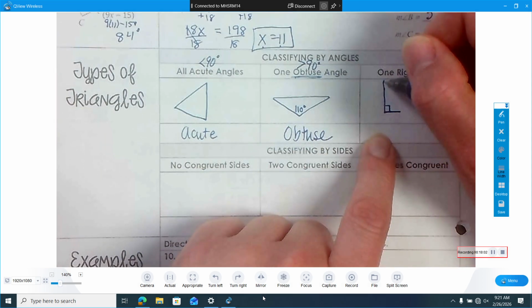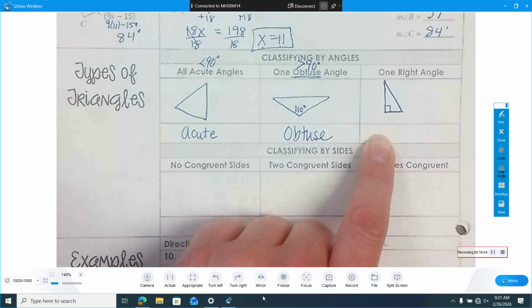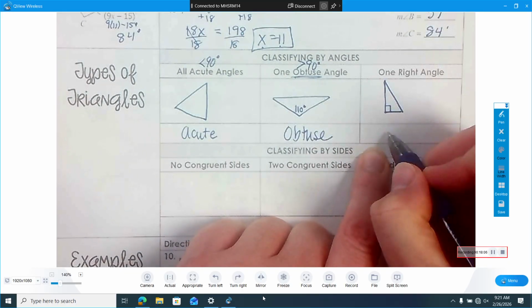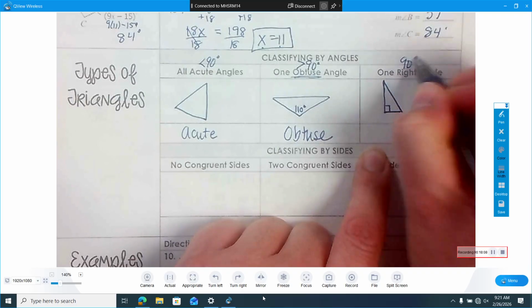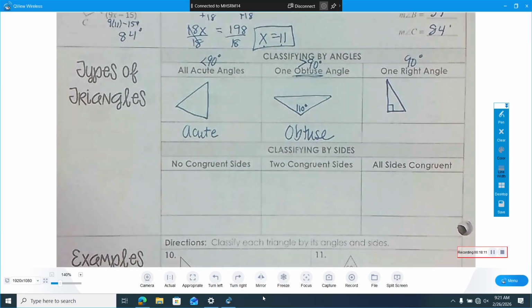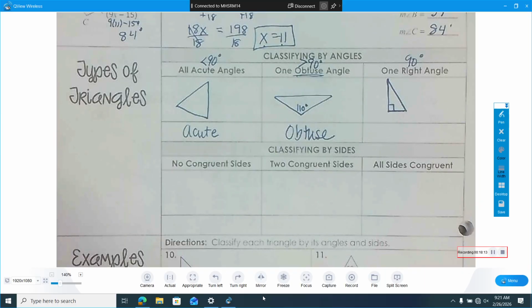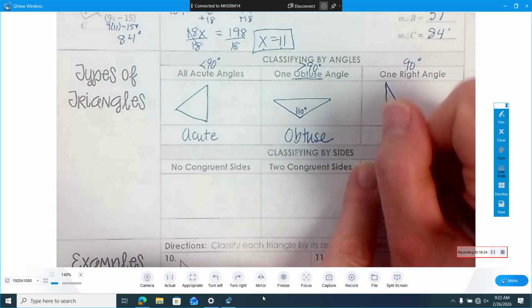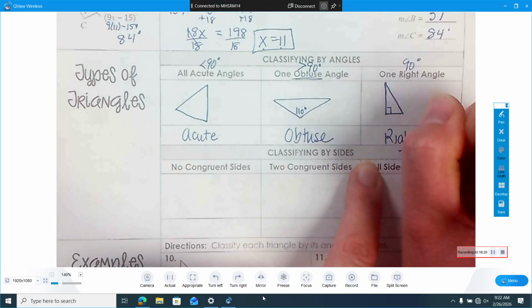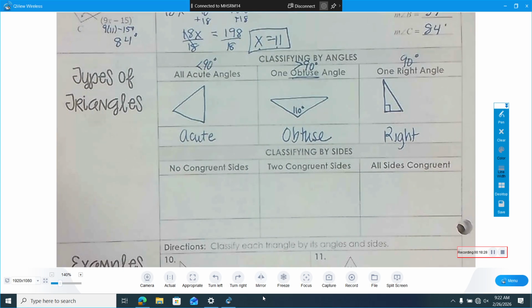And the legs can be different lengths, but again, we have one 90-degree angle. Can there be two 90-degree angles? No, that's too much. We'd already used up all of our degrees on just two angles. Where's the third one? It's like in some weird black hole. Doesn't matter. So we can have a right triangle which has one right angle. Beautiful. So those we can classify by angles.